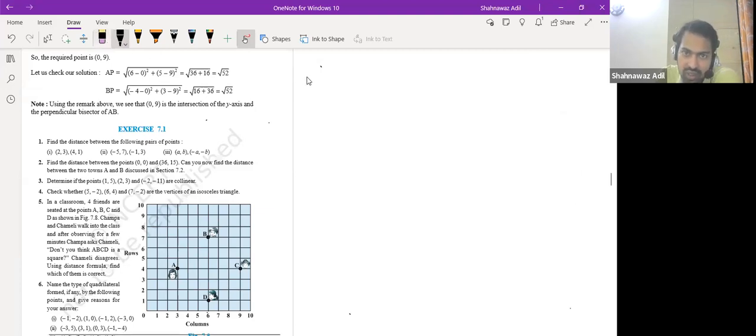Okay, in the second question, forget about the section 7 point. Let us focus on this question, right? Find the distance between the points. So this is (0, 0), and this one is (36, 50). So we have two points, and please find out the distance.